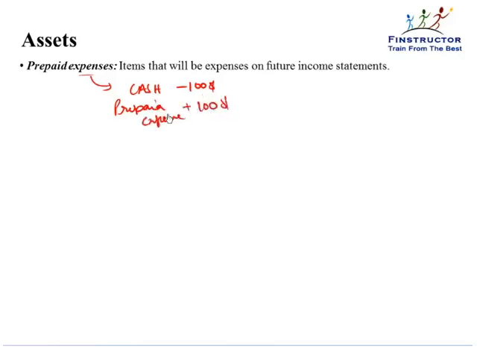Cash goes down and another asset goes up. As the factory gets serviced, the $100 of expense will come on my income statement and this asset will get extinguished. We'll study in more detail in coming reviews.